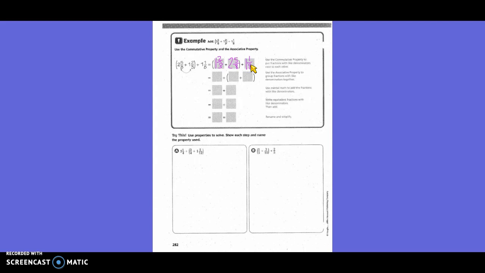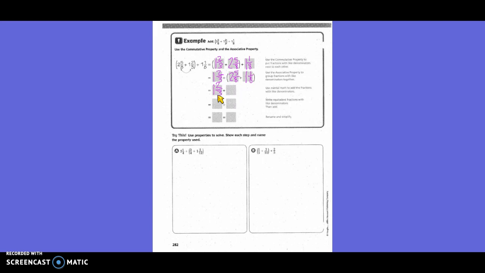Now we're going to rewrite that in the exact same order, except our parentheses are going to be around our last two, because what are they? They have the same what? They have a common denominator. So we're going to rewrite 1 2/3, 2 5/8 plus 1 1/8. Then use mental math to add the fractions with the like denominator. So we are just going to rewrite the 1 2/3, right? Because that's not our like denominator yet, correct?